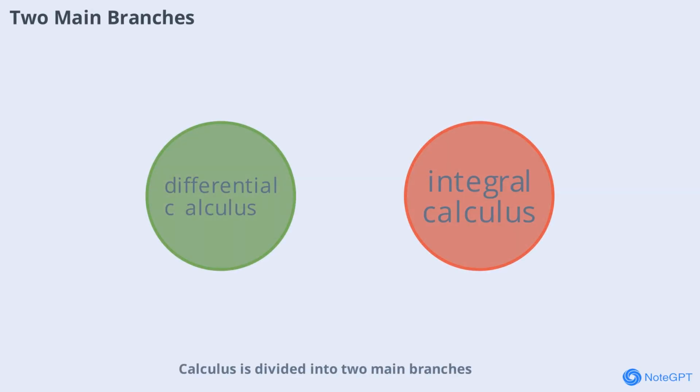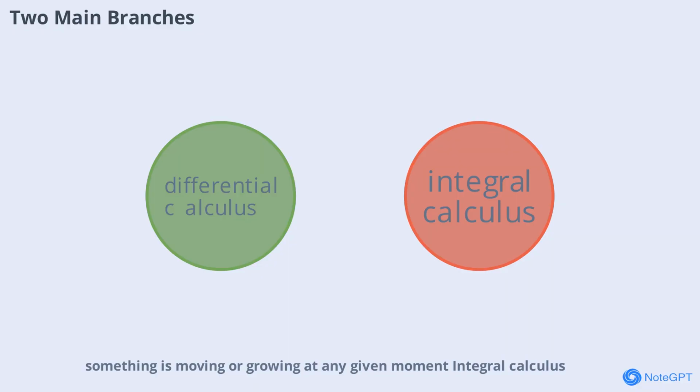Calculus is divided into two main branches, differential calculus and integral calculus. Differential calculus is all about rates of change, how fast something is moving or growing at any given moment. Integral calculus, on the other hand, deals with accumulation, like finding the area under a curve or the total distance traveled. These two branches are deeply connected, and together they form the backbone of calculus. Throughout this video, we'll explore both branches and see how they work together to solve real-world problems.